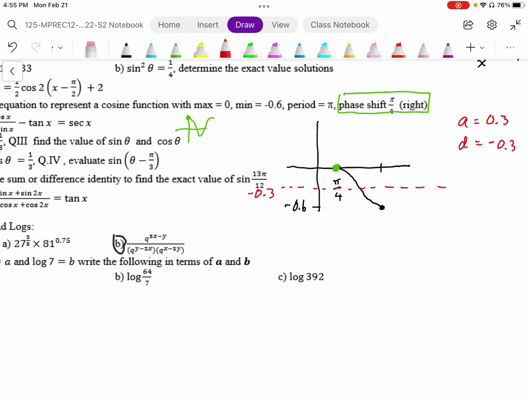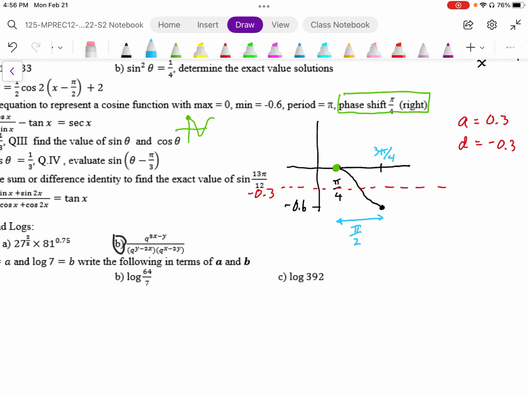Okay, so working out my horizontal positioning, I know my horizontal positioning is pi over 4 to the right, and from max to min, that's half my period. So this should then represent half the period, or pi over 2. So then this position here is going to be 3 pi over 4. Okay, so that's going to be my positioning there.